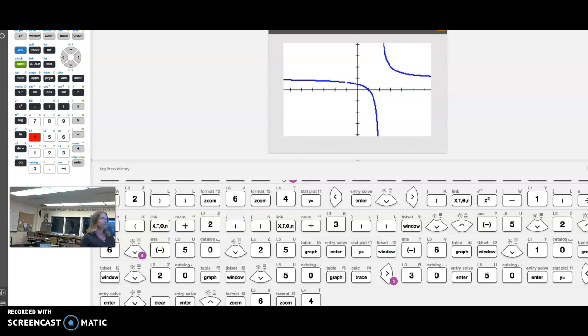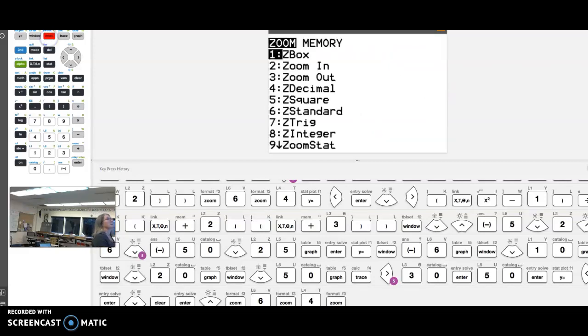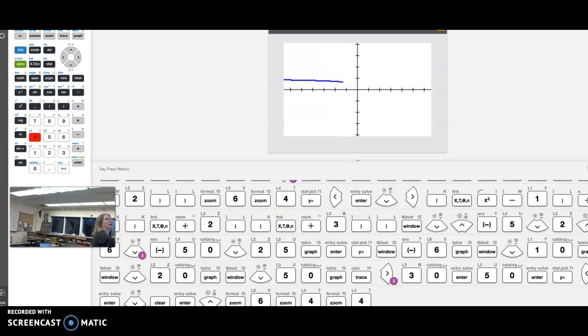To get this windowed so that that removable discontinuity shows up, I needed to go to zoom, and then if you choose zoom decimal number 4, you get that graph, because it's graphing at decimal, it moves over by 0.1, so it shows that point right there, versus if you're in a standard window then it won't show up.